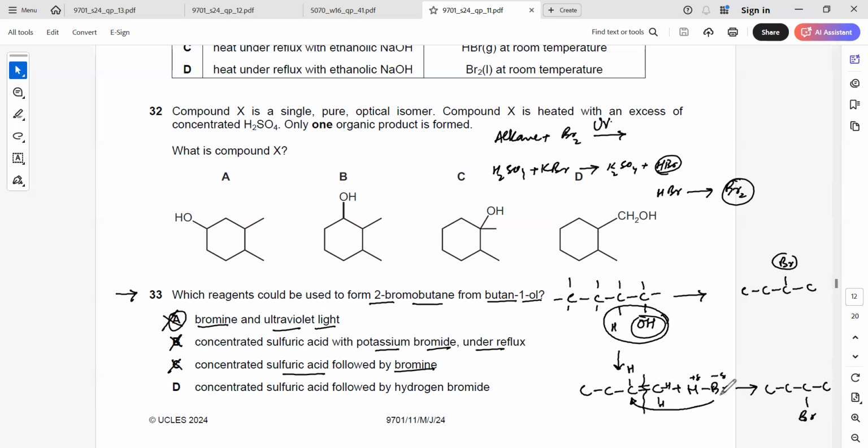So addition of unsymmetrical reagent to unsymmetrical alkene: the negative part of the reagent goes to the carbon having less number of hydrogen atoms, which is also known as Markovnikov's rule. So remember, we also discussed the stability of this secondary carbocation, which is produced in these types of reactions. So option D is correct because we are going to prepare this 2-bromobutane.